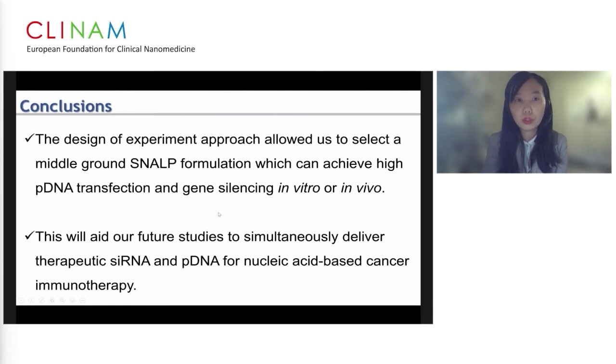The conclusion we can get from this study is that the design of experiment approach allows us to select a middle ground SNAP formulation, which can achieve high pDNA transfection and gene silencing in vitro and in vivo. This will be used in our future study to simultaneously deliver therapeutic siRNA and pDNA for nucleic acid-based cancer immunotherapy.